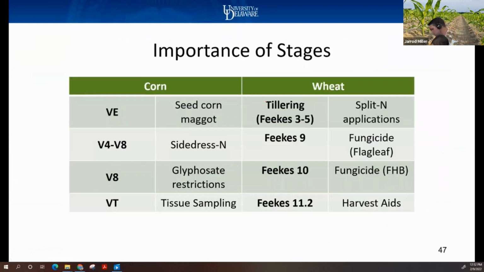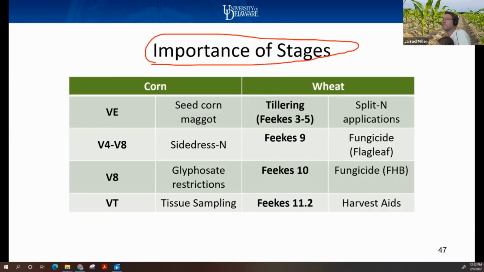So the small grains, and obviously I had a lot of corn slides, so I had to cut this short at the end on the small grains, kind of jip you a little bit and slow it down. But the reason that we want to know all these stages, you don't have to be perfect at it. You don't have to be an absolute expert.